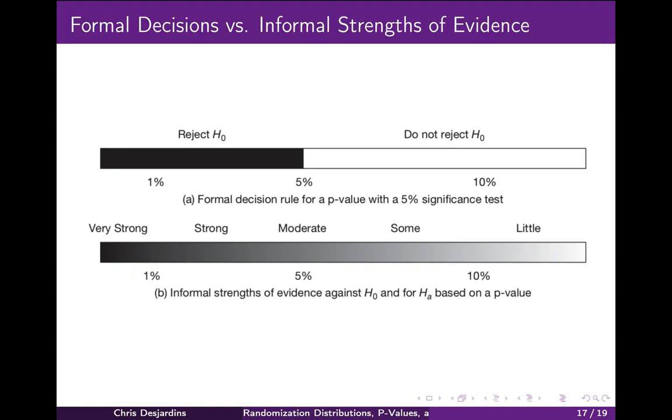A more nuanced and better use of p-values is to think of them as a measure of strength of evidence. When the p-value is very small, we have very strong evidence against the null hypothesis and in support of the alternative hypothesis. When the p-value is large, we have little evidence against the null hypothesis and in support of the alternative hypothesis. If the p-value is somewhere in between, we have some evidence against the null hypothesis and some in support of the alternative hypothesis. This is the way that I would encourage you to think about a p-value, rather than thinking about it as being used in a binary way. Either we reject or we don't reject the null hypothesis.